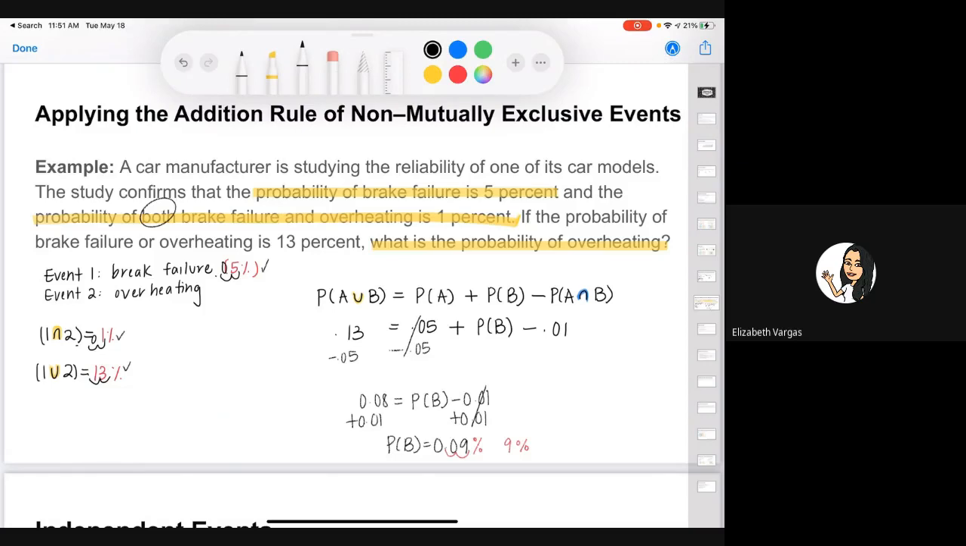Okay, so depending on how your question is worded, you can tell whether something is mutually exclusive or non-mutually exclusive. And then depending on that, you'll know which equation to use.